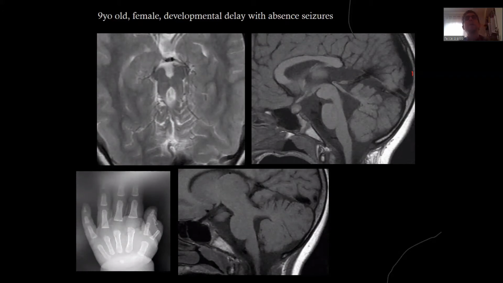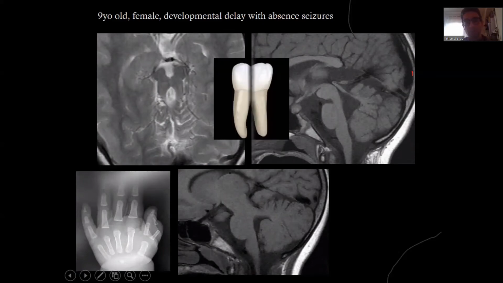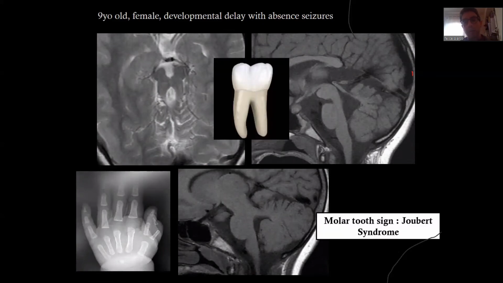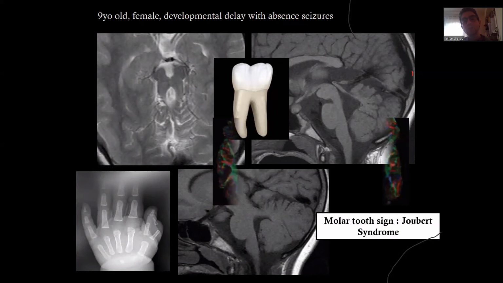Now, Joubert syndrome is a description of a neuroradiological sign. It's not a diagnosis per se. But you need to recognize it, because once you recognize Joubert syndrome, you can put together the other pieces of the puzzle, neuroradiology, clinical symptoms, plain film, and you can try to narrow down the diagnosis. So this is the molar tooth sign, and this is typical Joubert syndrome.